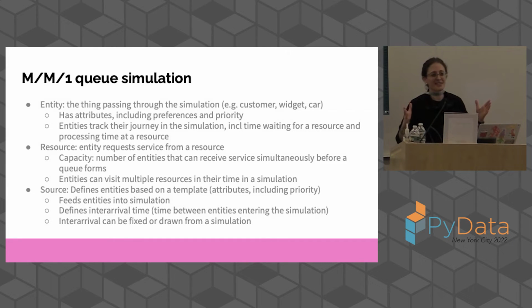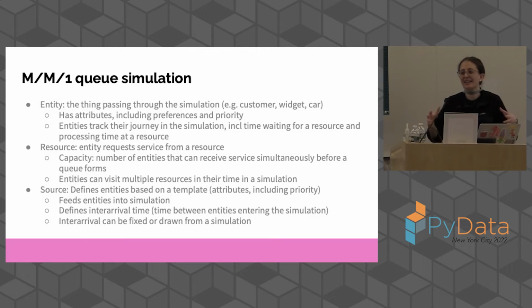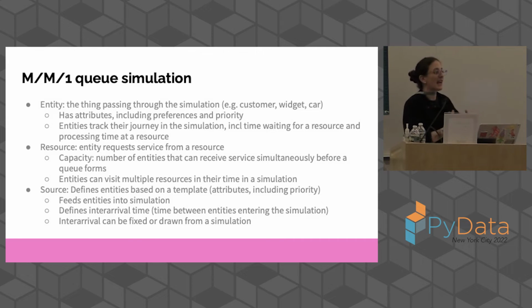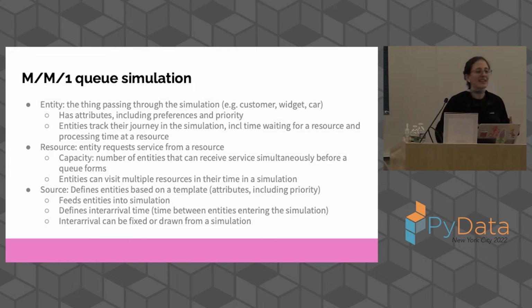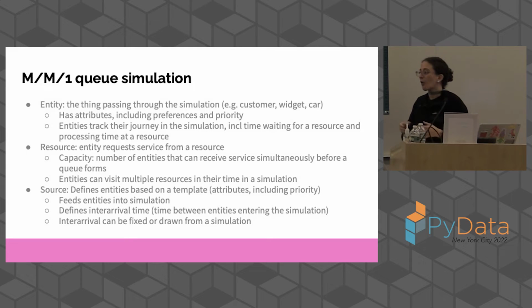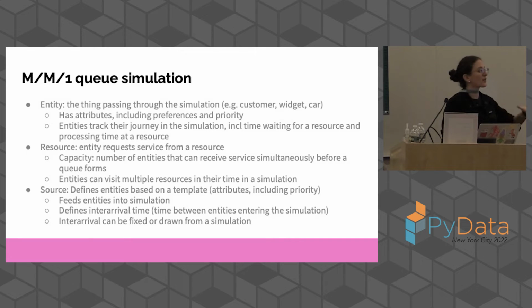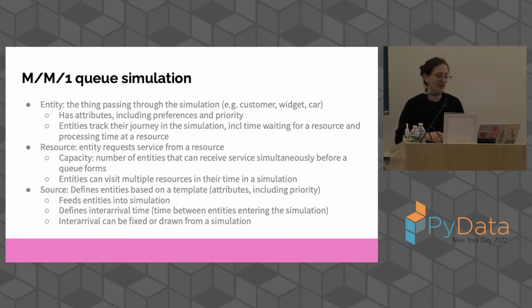The source. The source is sort of like the god of our simulation. The source is what creates the entities that get to flow through our simulation. So the source is going to know information about the attributes I should create for every entity, what priority I should give them, what preferences they might have, and then the source is going to be the one that feeds those entities into my simulation.